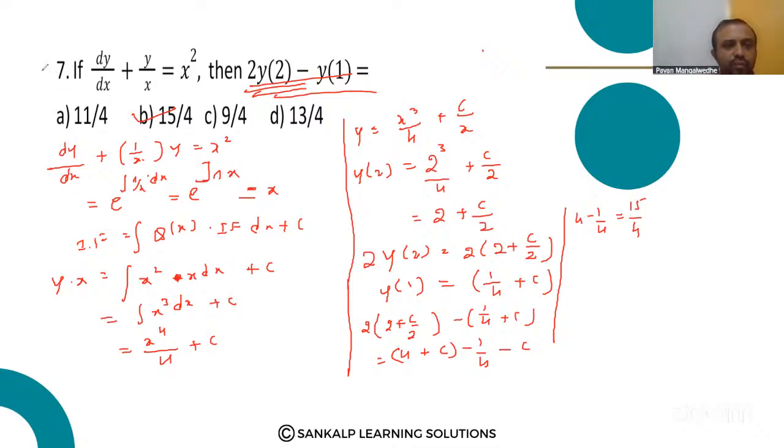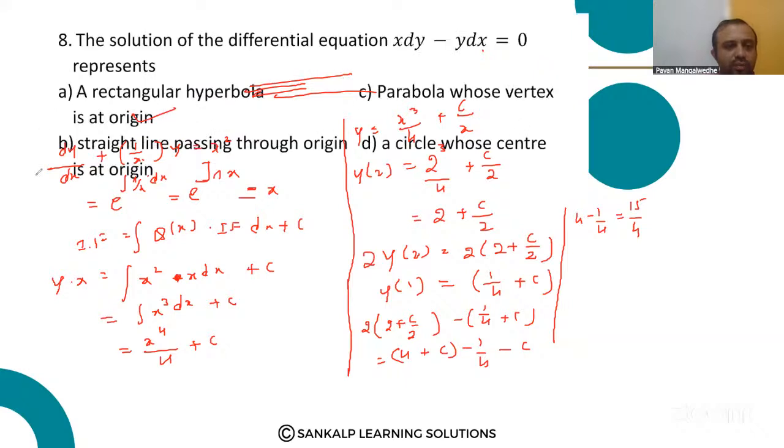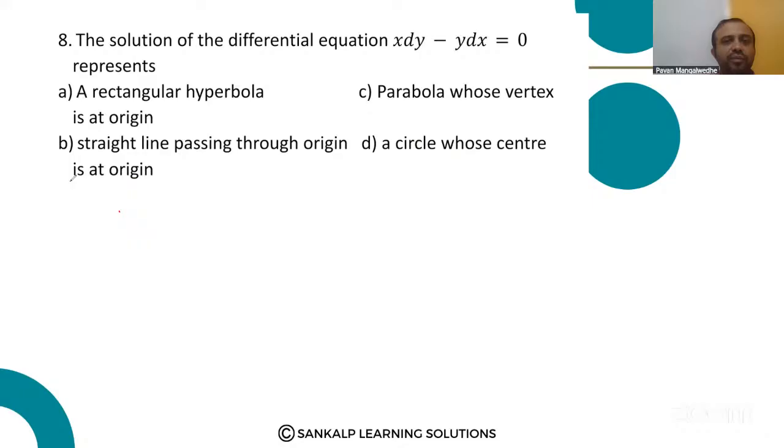Next one, question number 8. The solution of the differential equation x dy minus y dx is equals to 0 represents what? Option A is a rectangular hyperbola. Option B is a straight line passing through origin. Option C is a parabola whose vertex is at origin. And option D is a circle whose center is at origin.